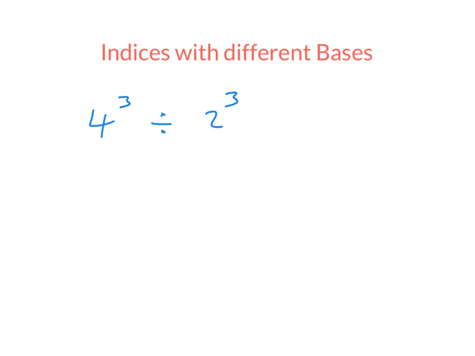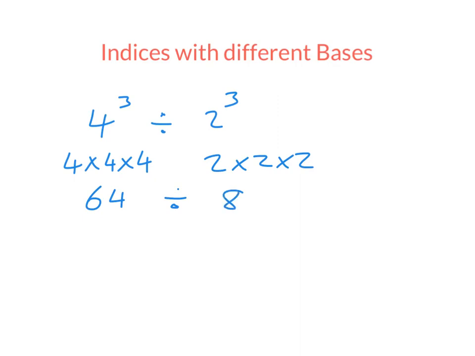And here's one more example. Our bases are different, 4 and 2. So 4 times 4 times 4, that's our 4 cubed, or 4 to the power of 3. Well, 4 times 4 is 16, times 4 is 64. And we're going to divide this by 2 cubed, or 2 to the power of 3, which is 2 times 2 times 2. 2 times 2 is 4, times 2 is 8. 64 divided by 8 is 8.